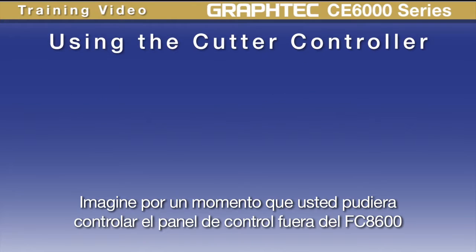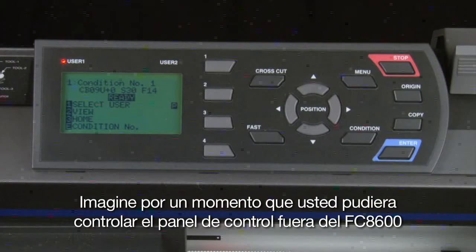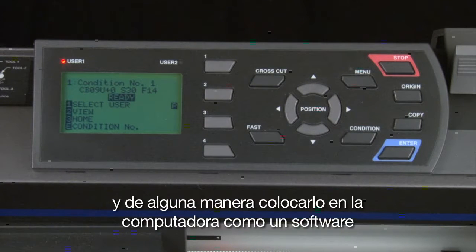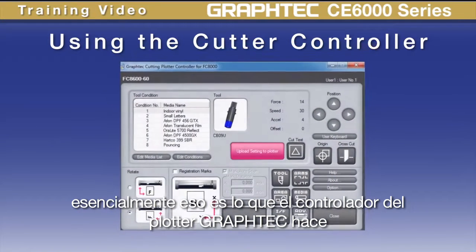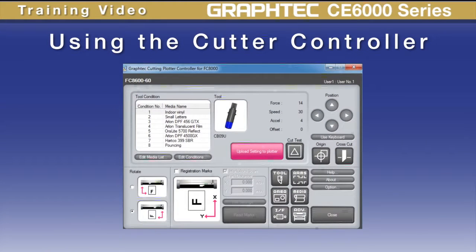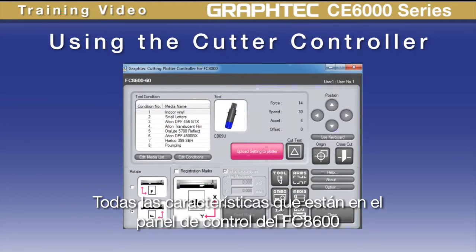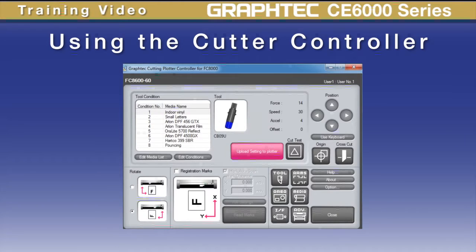Imagine for a moment if you could take your control panel out of your CE6000 cutter and somehow place it into your computer as a software application. Essentially, that is what the GraphTech Cutting Controller does. All the settings that are within the control panel of your CE6000 can be controlled from this software application.